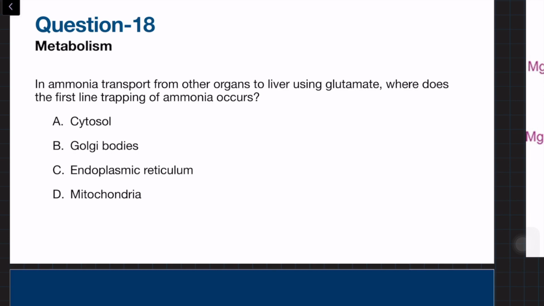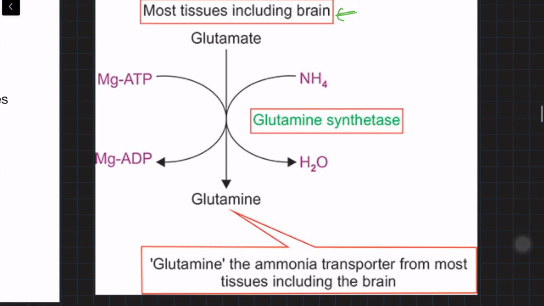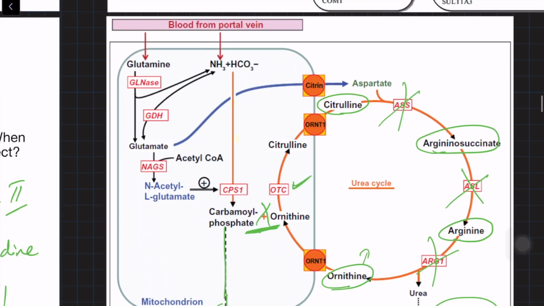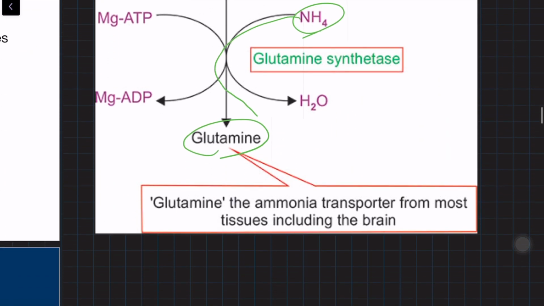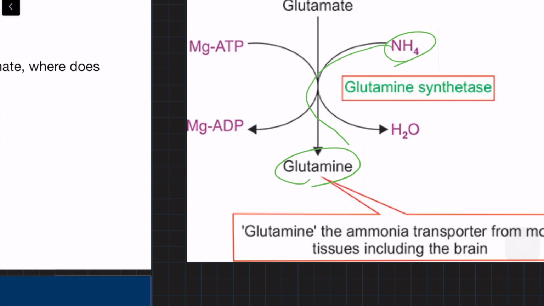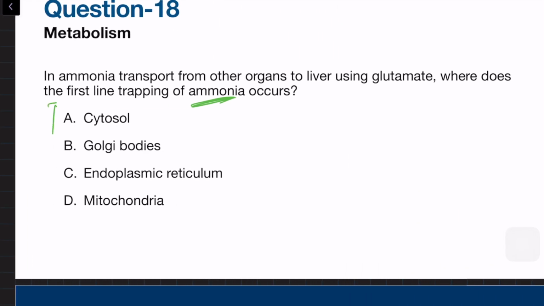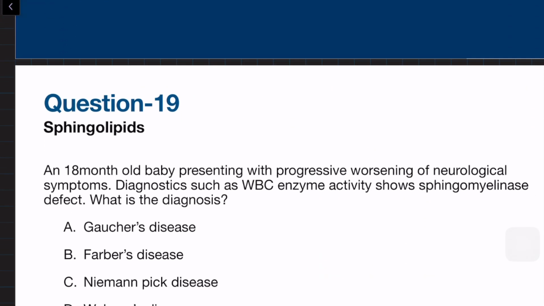In ammonia transport from other organs to the liver using glutamate, where does the first line trapping occur? See, this is the reaction. That is the brain, whatever. They give ammonium or ammonia. It gets incorporated and glutamine is formed. This glutamine is the one entering into the urea cycle pathway, which forms the urea at the end of the day, and it is excreted. So this is how ammonia is excreted. It is a toxic substance, and this first line trapping reaction is this one, where ammonia or ammonium is incorporated into glutamine. Okay, so this happens in the cytosol.